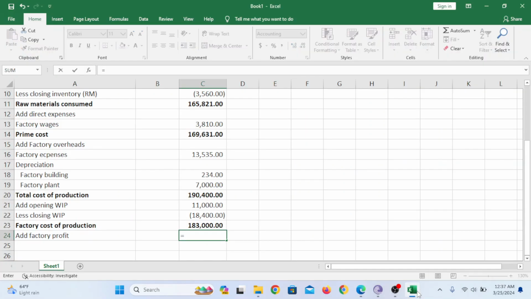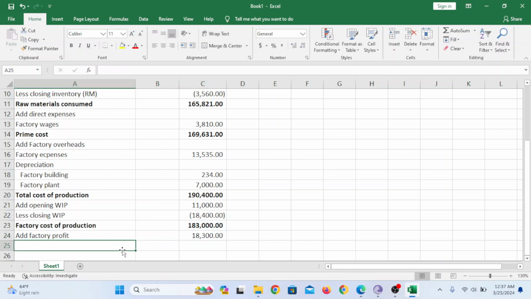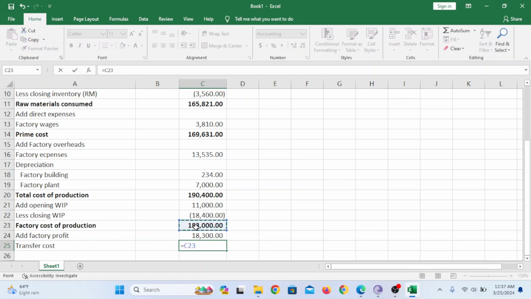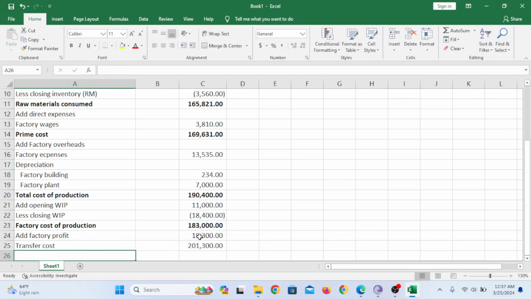So this is equals to 0.1 times the factory production cost, 183. So we get now what we call the transfer cost. Transfer cost, which includes the profit for the factory. So that is 183 plus 18,300. So I'm getting 201,300. So this is now the transfer cost and their finished goods.